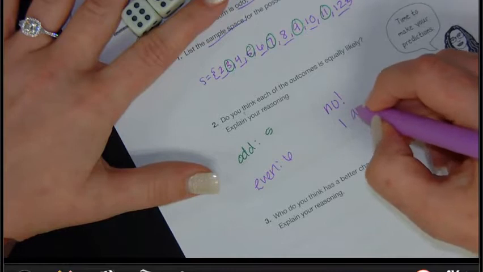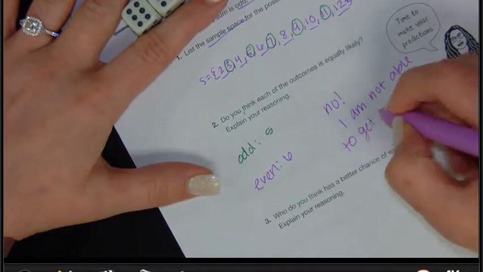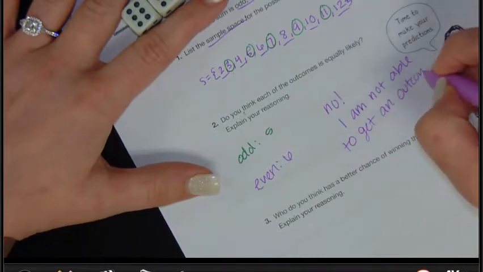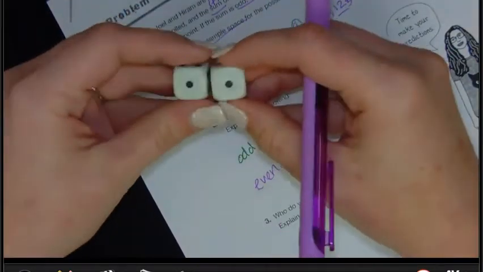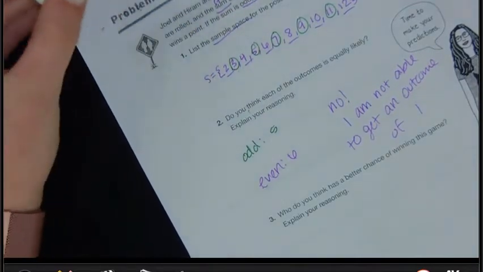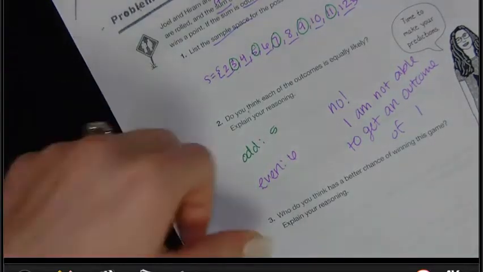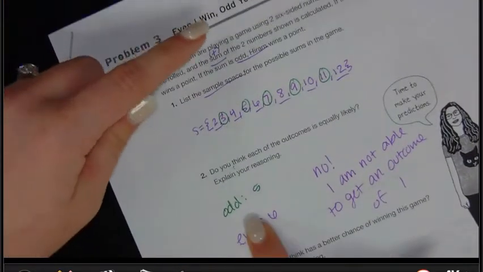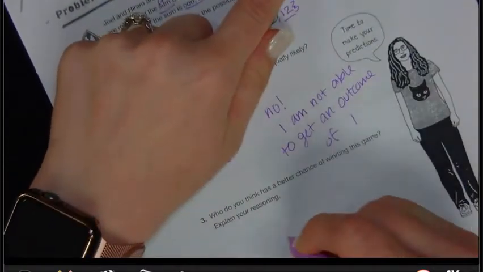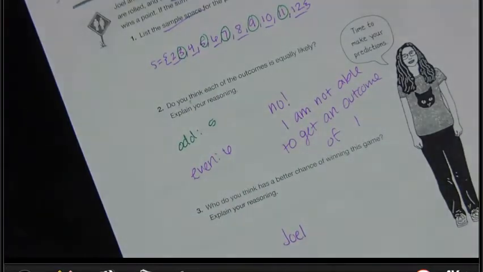And the reason for this is I am not able to get an outcome of 1. Okay, because the lowest number I can roll on my dice is 1 and 1, and I cannot add 2 numbers together to get to 1. 1 and 0 is the only way to get to a 1, and there is no 0 on my dice. Okay, who do you think has the better chance of winning the game? Well, I have 6 evens versus 5 odds, so based on this, I believe that Joel is going to win the game.